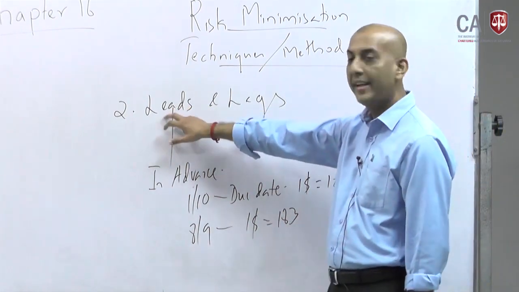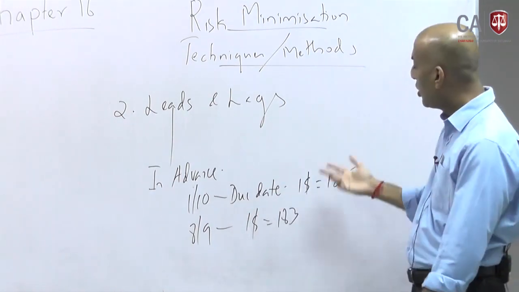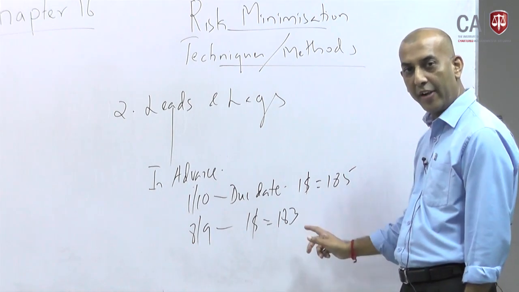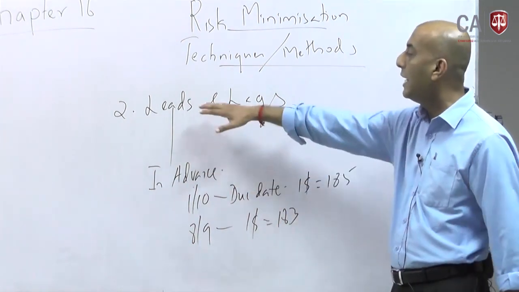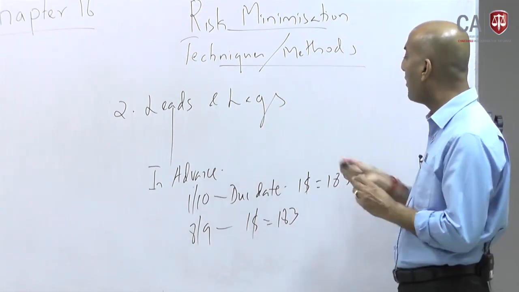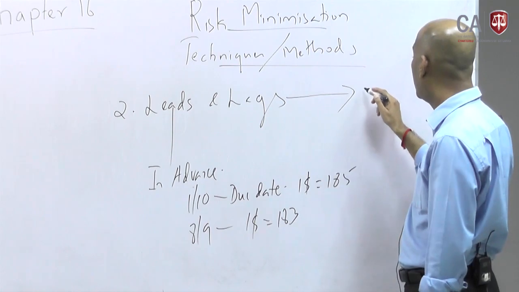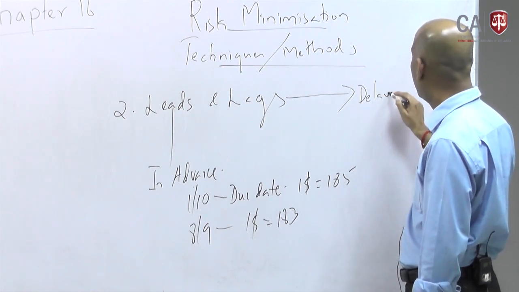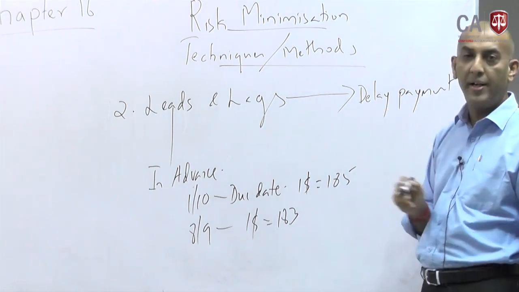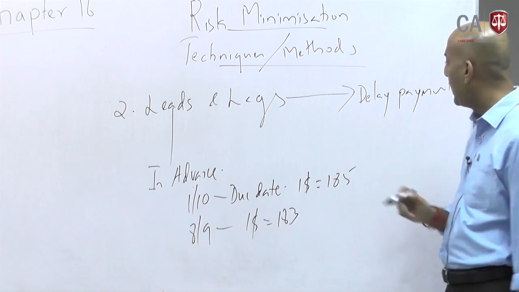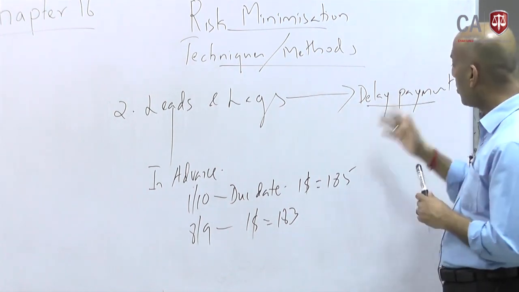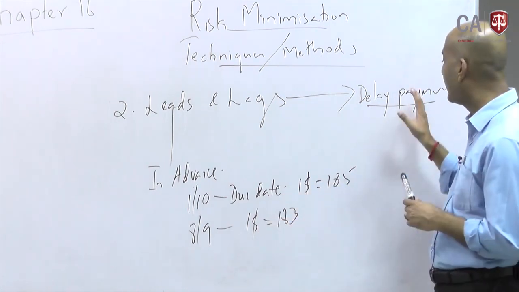That is the lead technique. You pay early to your supplier to reduce your exchange rate impact. To reduce the negative impact of the exchange rate, you pay early. This is called lead. Same thing, lag, it's delay. You have to delay your payment, to get the advantage from the exchange rate variation. So this is what you call the lead technique and the lag technique.